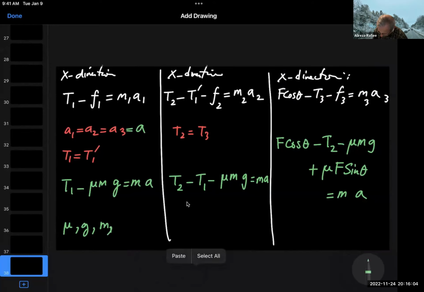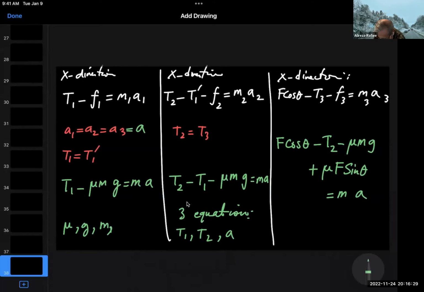That's it. Now I have how many equations? I have three equations, and I have T1, T2, and A unknown, 3 variables. So I can solve it. Okay? So it's very likely that this has one solution. How do I solve it?